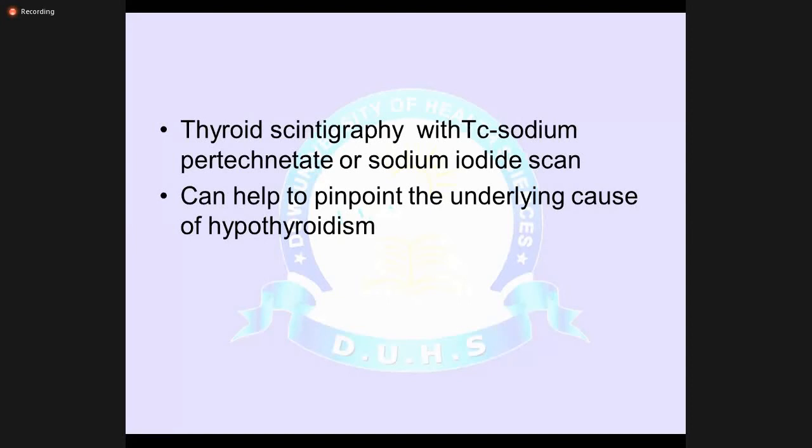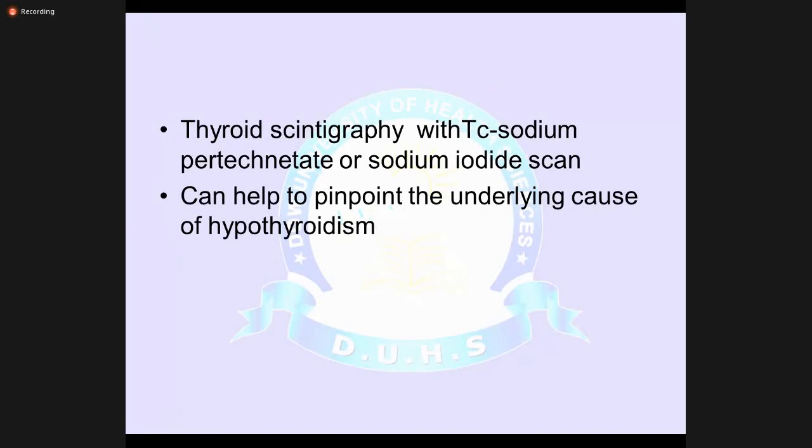So you can find out that yes, this is primary hypothyroidism, because I have injected the dye, this dye should have reached the thyroid and got concentrated there, but when I have taken the photograph, there is no uptake of dye from that area just above the thyroid, meaning that there is some problem with the thyroid. That is, it is primary hypothyroidism. So this is one more investigation, thyroid scintigraphy with technetium sodium pertechnetate or sodium iodide scan, that can help to pinpoint the underlying cause of hypothyroidism.